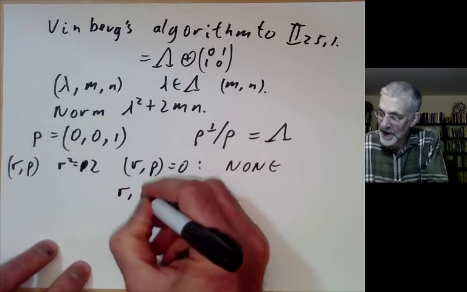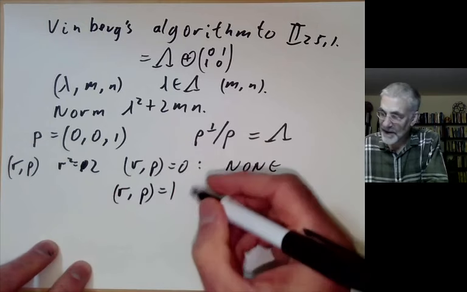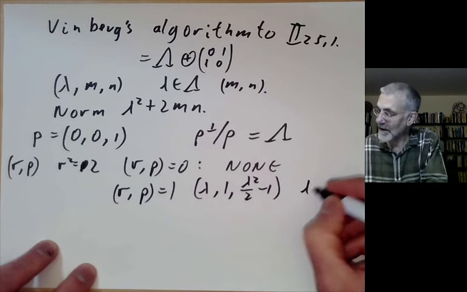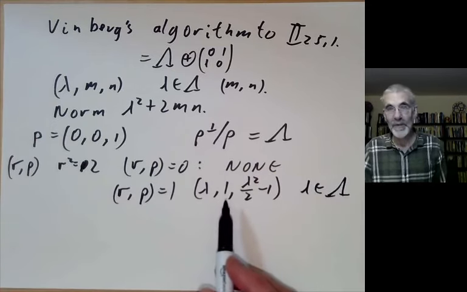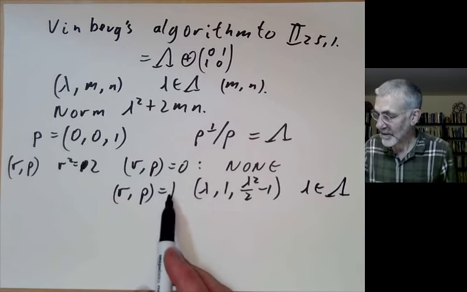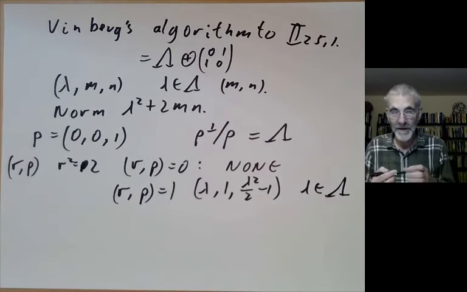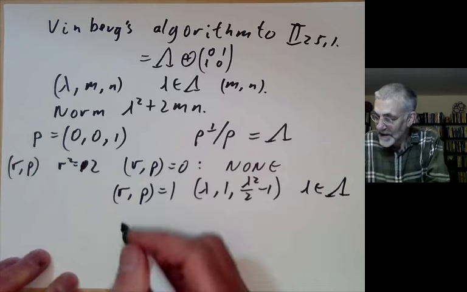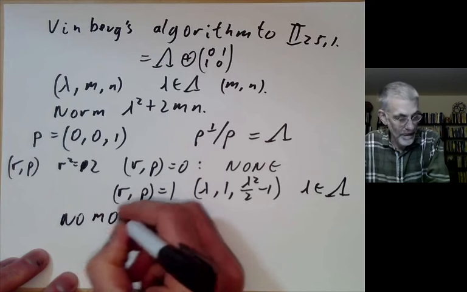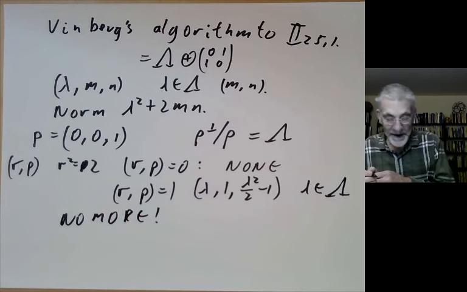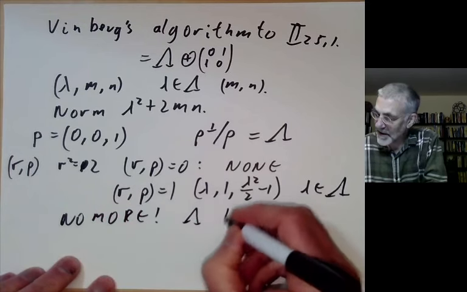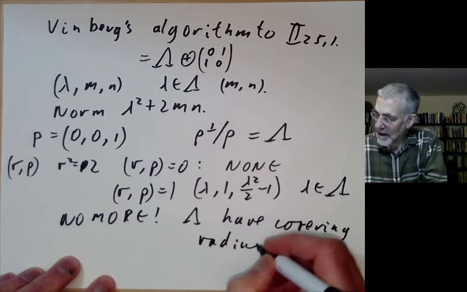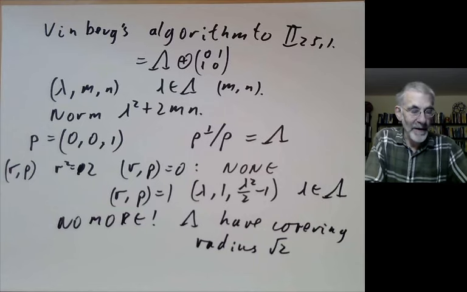Now let's look at the vectors with rp equals 1. Well, here we get the vectors lambda, 1, lambda squared over 2 minus 1 for any vector lambda in the Leech lattice. So we've got an infinite number of roots of level 1, in accordance with Vinberg's discovery that the root system is infinite. So this is the first batch of simple roots. And the amazing thing that Conway noticed is there are no more. And this depends on the fact that the Leech lattice has covering radius root 2. And let's see why this is true.